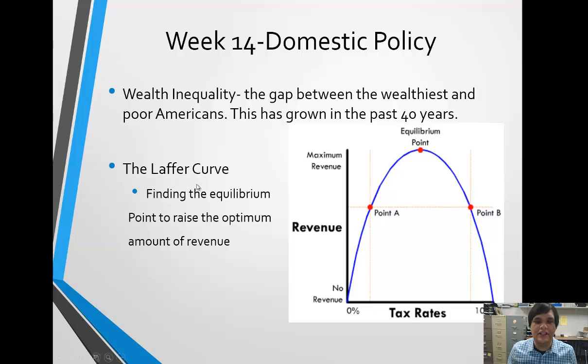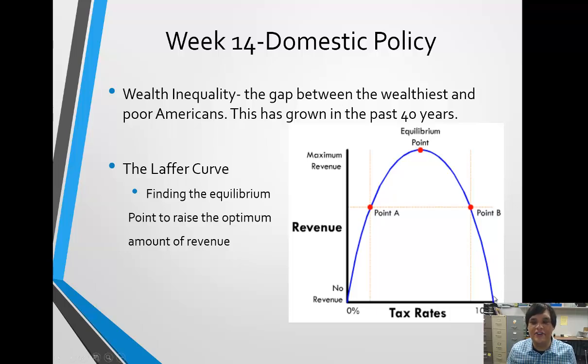We also talked about the Laffer curve, where you need to find an equilibrium point to raise the maximum amount of revenue, but also keep your tax rate within reason. And finding the Laffer curve is all about finding this equilibrium point. This is a point at which you raise the optimum amount of revenue without putting a strain on people in your society or another.